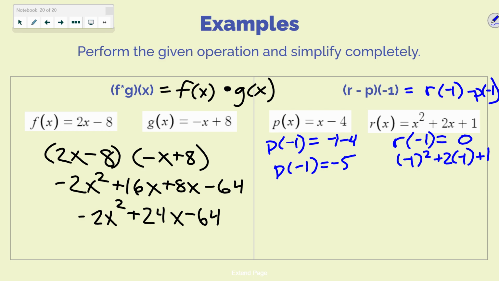So your problem says r of negative 1, which we know was 0, minus p of negative 1, which is negative 5. So 0 minus negative 5 will give us what for our final answer? 5. There we go. What questions do you guys have before you try a couple on your own? All right, let's do it.